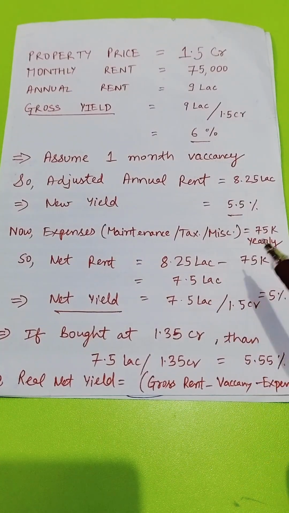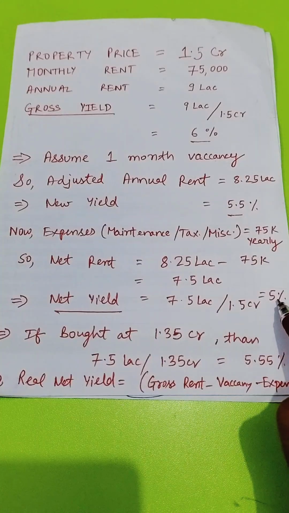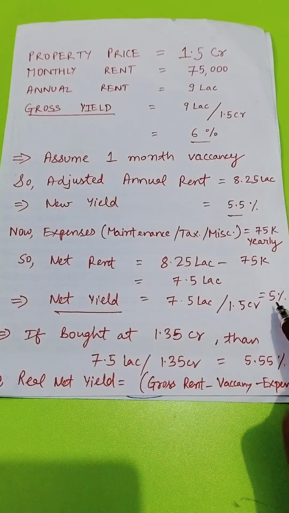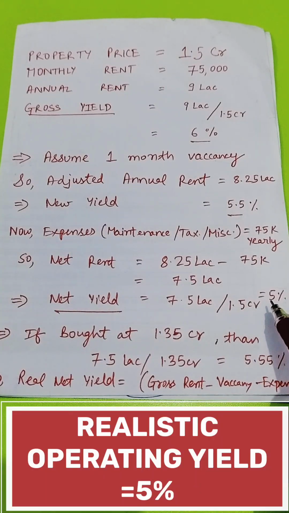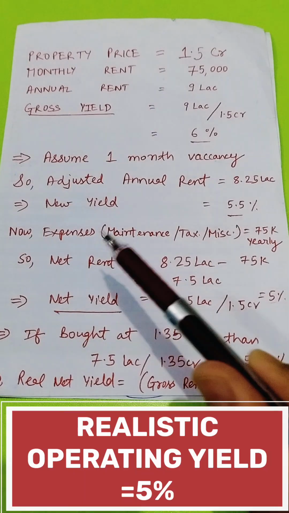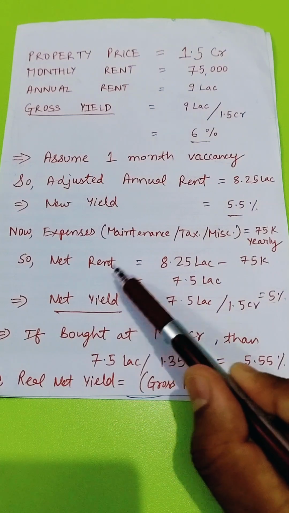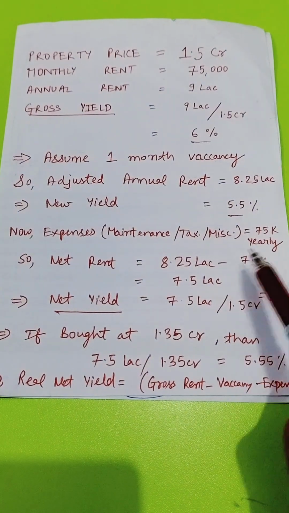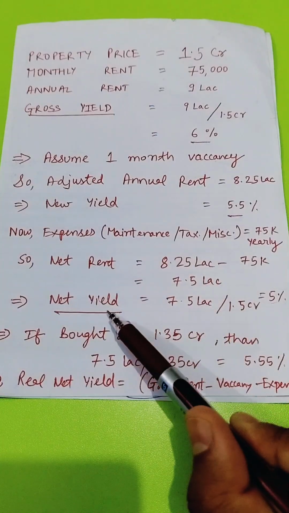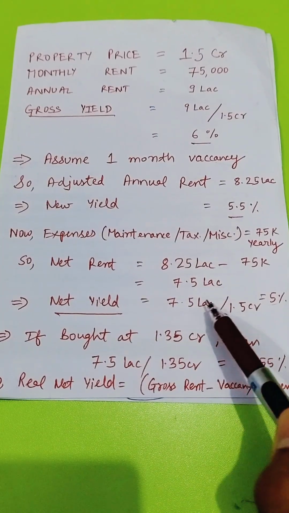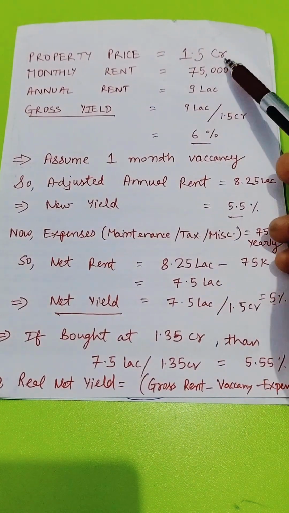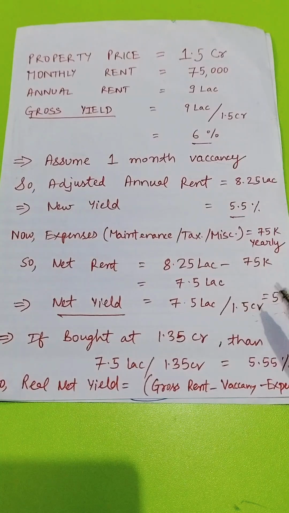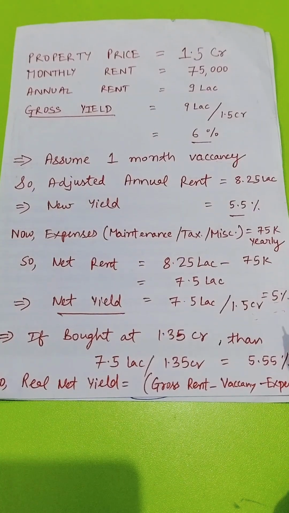This 5% is your net yield or net operating yield, and not the marketing number. So how did this come? Our net rent will be this 8.25 lakh minus this maintenance, that is 7.5 lakh, and net yield will be 7.5 lakh divided by 1.5 crore, that is property price, and it is 5%.